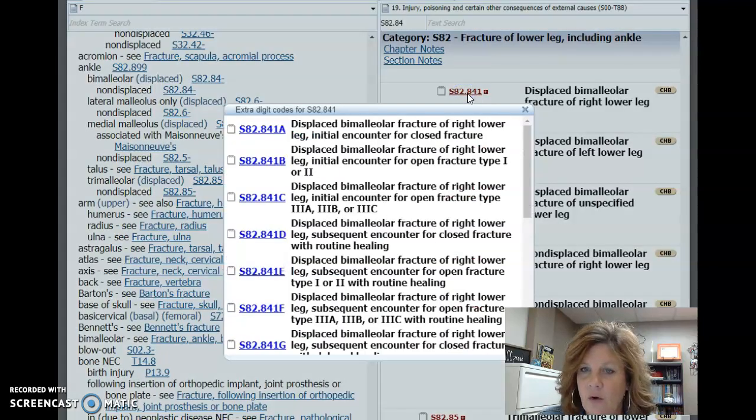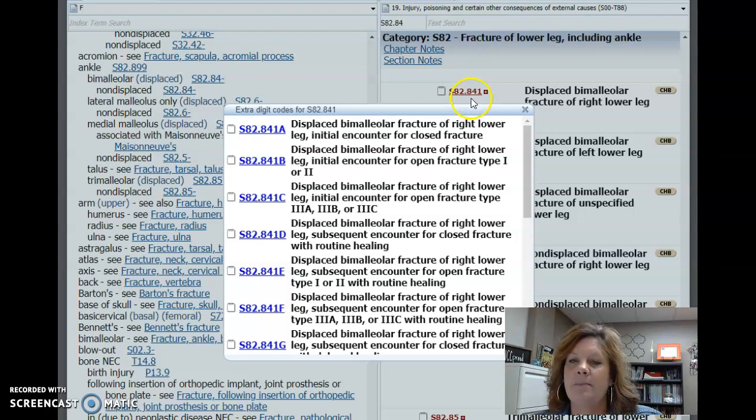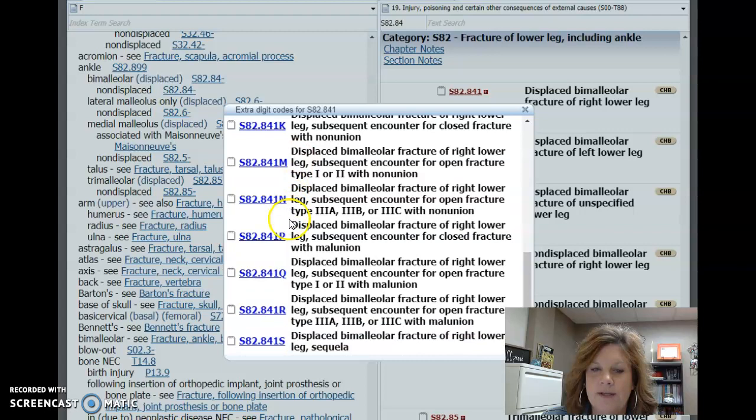When you look under the box of S82, that's where you need to go right now. Pause the tape, get there. Because this is a sequela, a late effect, my answer for this one should be S82.841S. Make sure you look under the category S82, and it's going to give you the list of different types of fractures. Since this is a late effect, you're going to have the S. So my two codes for this one are M12.571 and S82.841S.